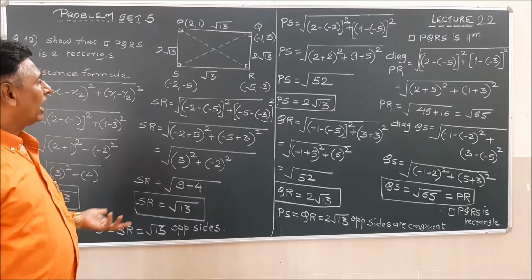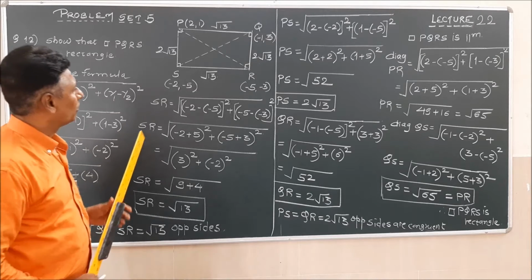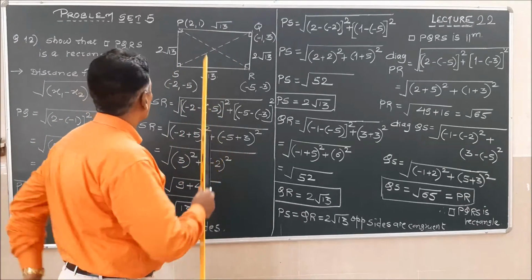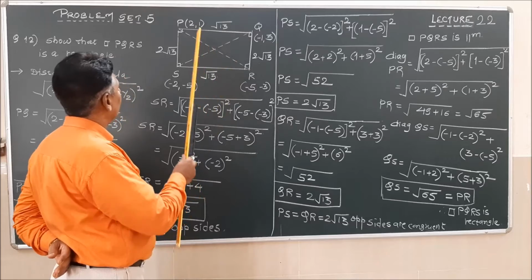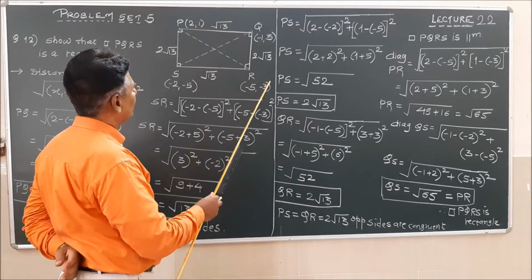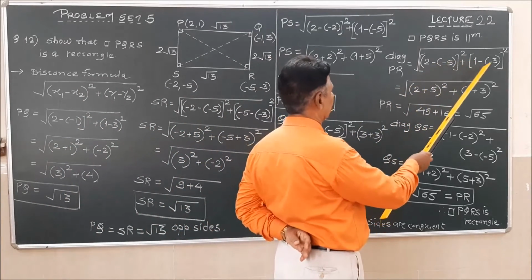Now, but what we have to prove? We have to prove that quadrilateral PQRS is a rectangle. Now to prove this as a rectangle, I am going to prove that diagonal PR and diagonal QS are congruent. So diagonal PR, same way, (2 minus of minus 5) the whole square, (1 minus of minus 3) the whole square. Again you have to be careful about placing brackets.